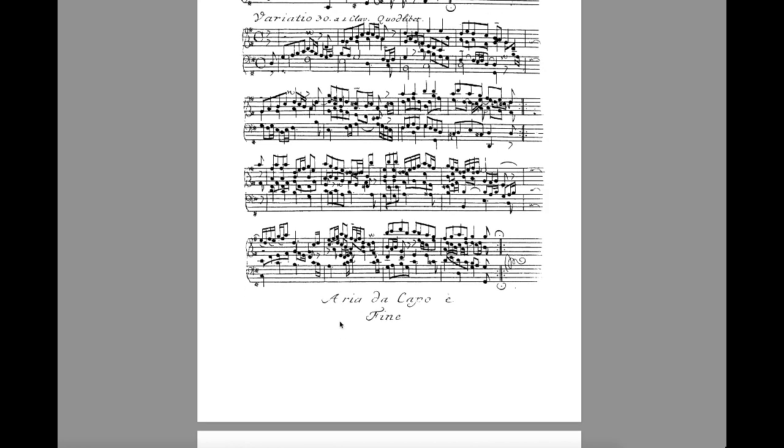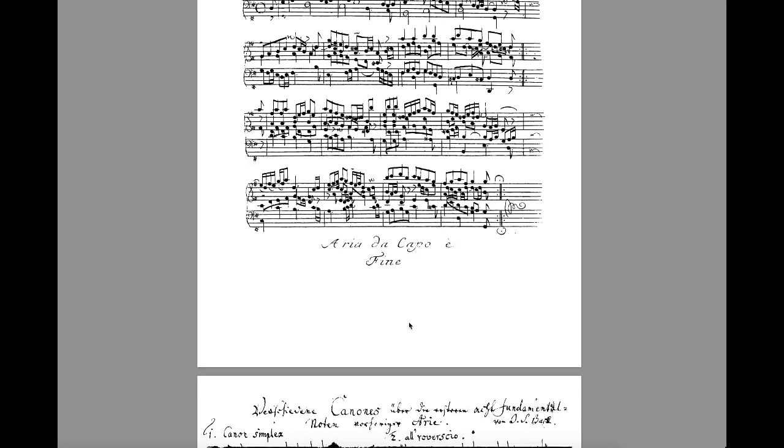He doesn't write it out like most modern editions do, but you're supposed to just repeat the very first aria in the beginning to give it that symmetry. Aria da capo, and after that it's over. Fine, e fine. So my guess is this squiggly line here at the end with the fermata probably just indicates that he wants a break there, but it's going to go continuously into the aria until the whole thing is finished.